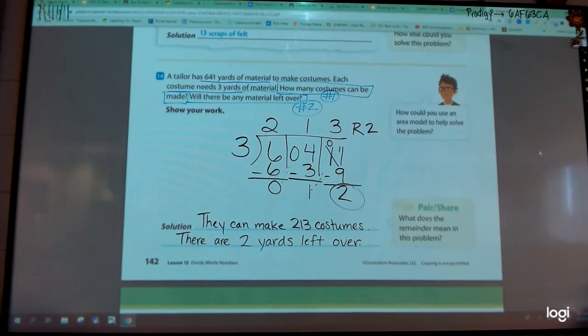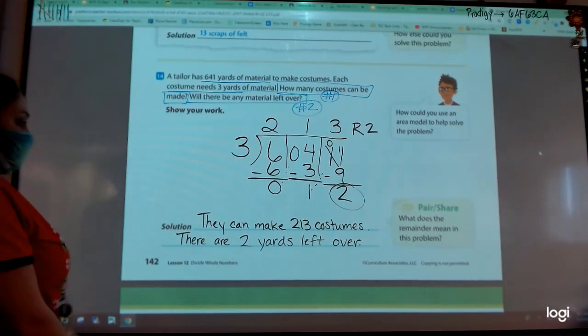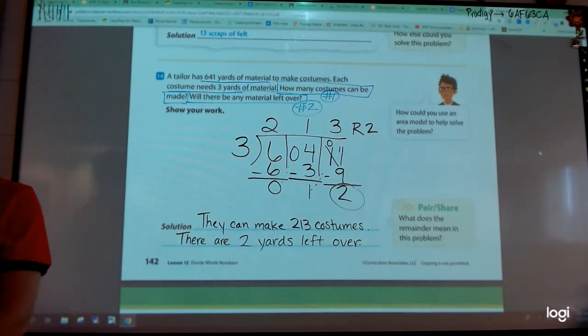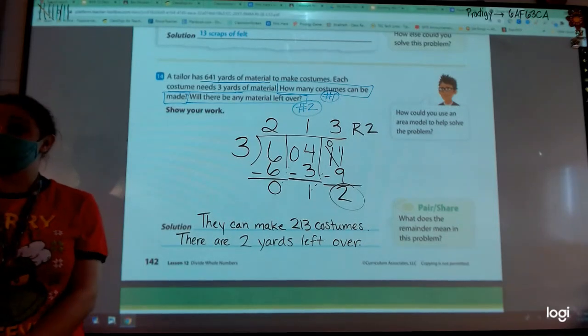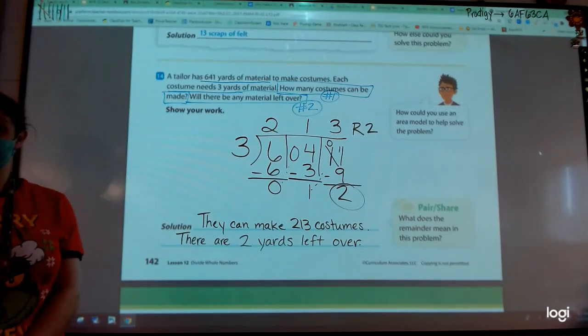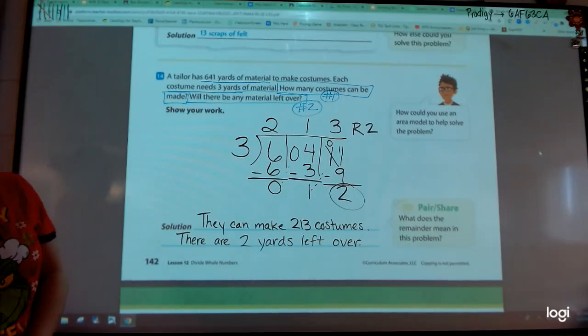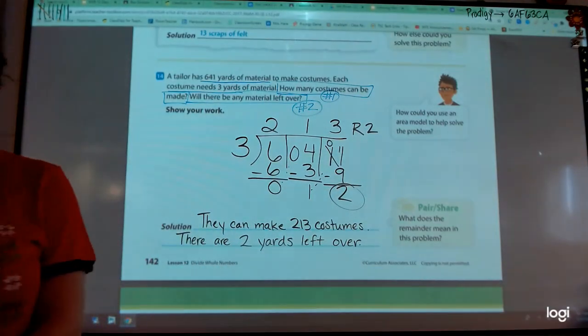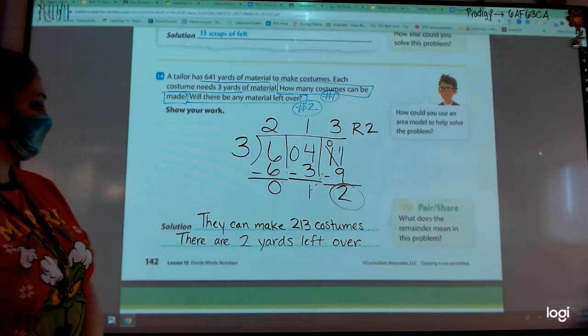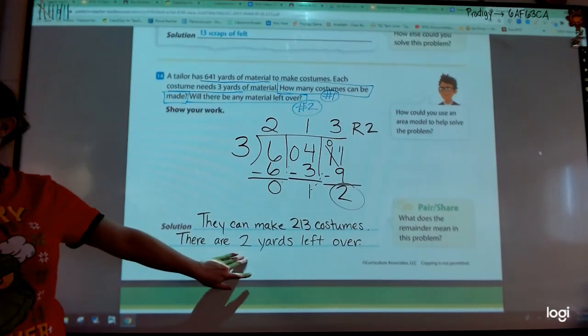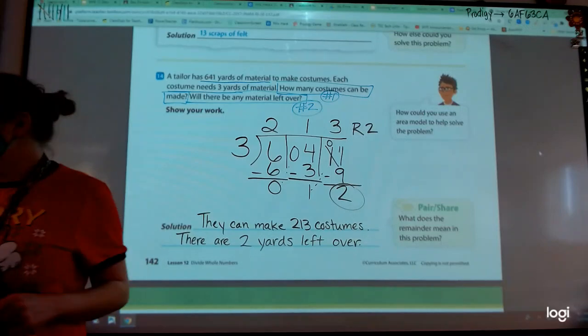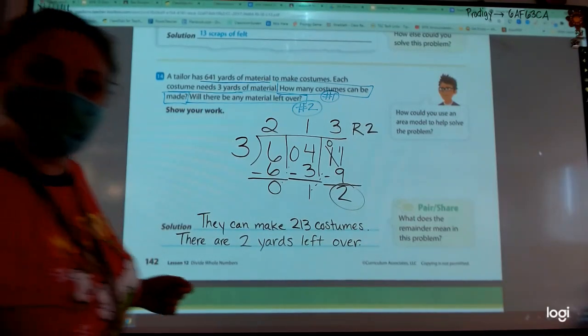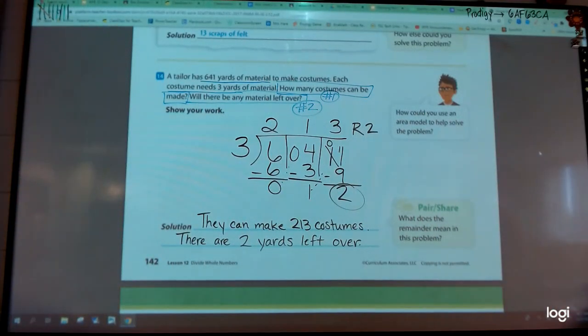Finish writing that down. Remember, on most of these word problems with division, they're going to want you to explain what your remainder means, okay? It's not enough to just write 213 remainder 2. That might get you a couple points, but you need to know what that means. Any questions on how we wrote this answer down here? Okay. I am going to scroll up my page, and we will work on number 15.